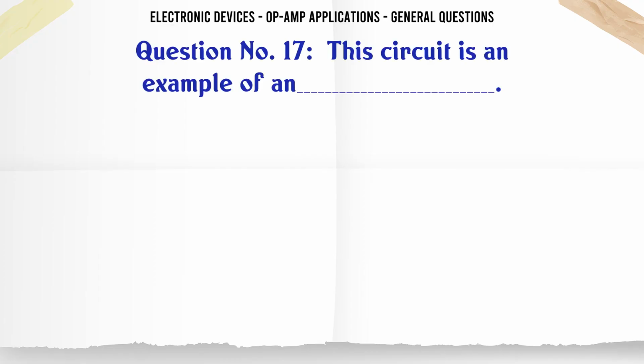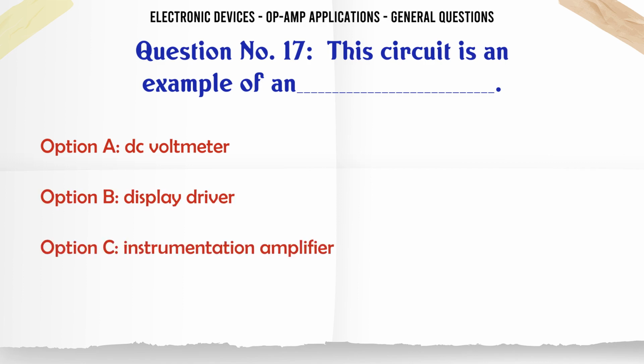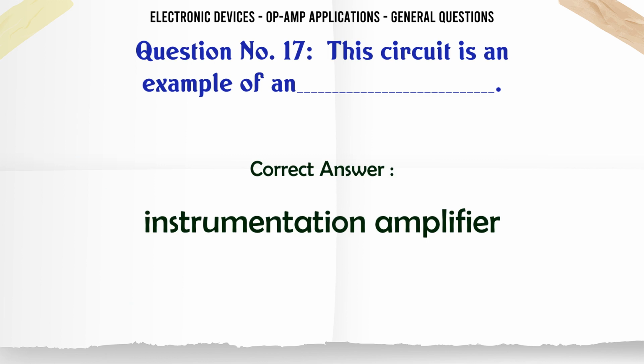This circuit is an example of: A: DC voltmeter, B: display driver, C: instrumentation amplifier, D: none of the above. The correct answer is instrumentation amplifier.